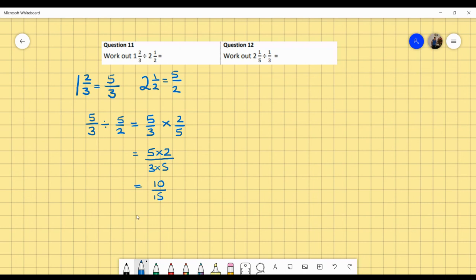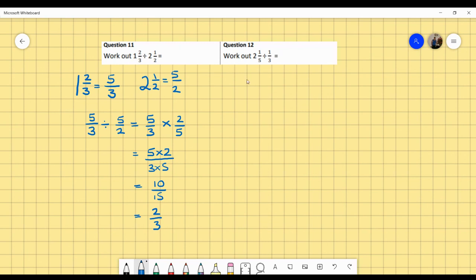10/15. And we need to simplify it as much as possible. So the common factor that goes into 10 and 15 is 5, so they're both divisible by 5. 2 5s go into 10, and 3 5s go into 15, and you're done.